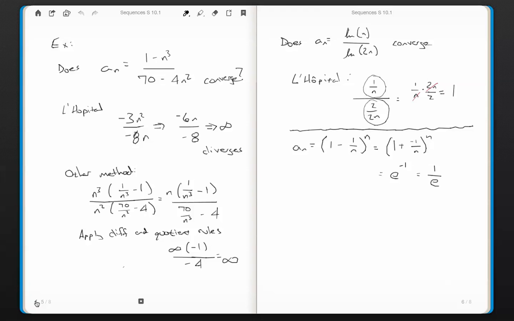How about this one? Does a sub n equal n factorial, so we know factorials grow pretty fast, over 2 to the n, 3 to the n? Right? What about that one? Well, 2 to the n times 3 to the n, that seems kind of silly to me. So let's write that as n factorial over 6 to the n. Does that look like anything else? So we have n factorial over 6 to the n. So we've got to go back down here, take a look at our rules.